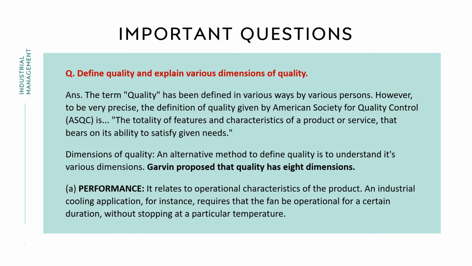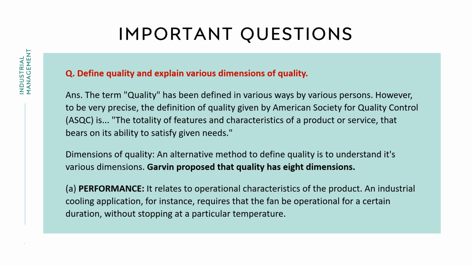Question. Define quality and explain various dimensions of quality. Answer. The term quality has been defined in various ways by various persons. However, to be very precise, the definition of quality given by the American Society for Quality Control, ASQC, is the totality of features and characteristics of a product or service that bears on its ability to satisfy given needs. Dimensions of quality. An alternative method to define quality is to understand its various dimensions. Garvin proposed that quality has 8 dimensions.